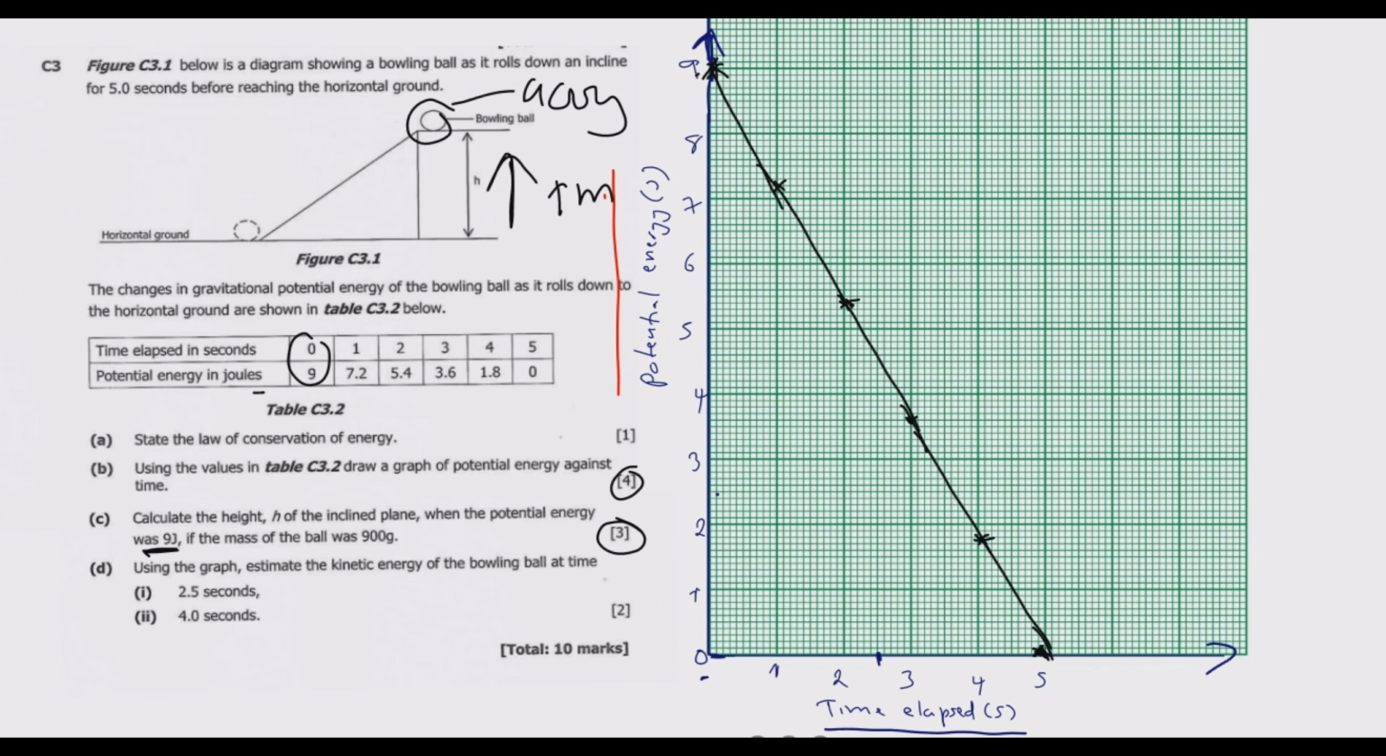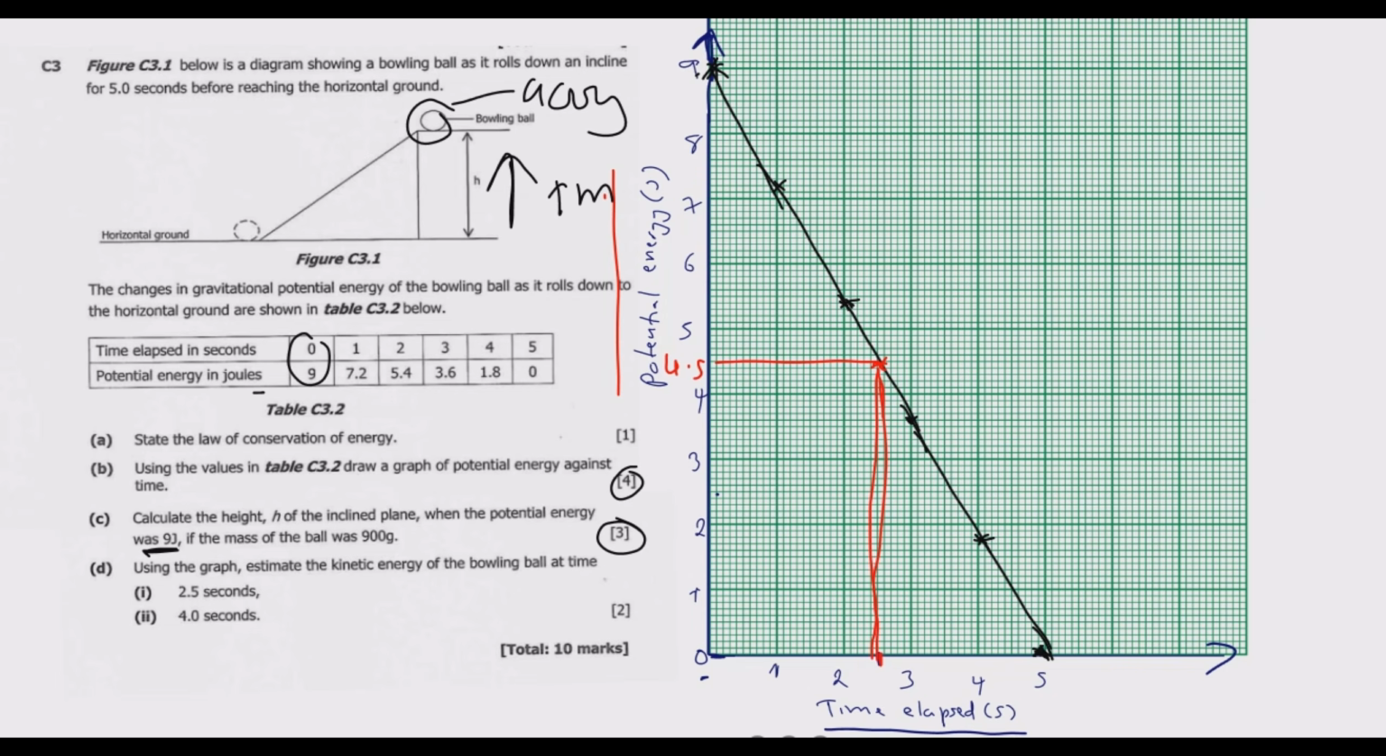Let us move to D. Using the graph, estimate the kinetic energy of the bowling ball at time 2.5 seconds. So let us use a different color. So 2.5 seconds is somewhere here at the middle, the middle of 2 and 3. Then we need to move up there and check at this point. So it's somewhere here. And this is exactly halfway, between 5 and 4. So if you use a straight ruler, it will be like that. So you check, this is 4.5.